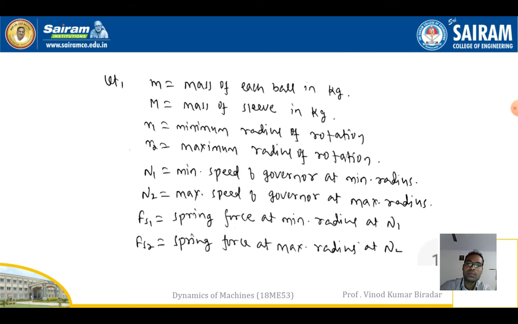Okay, now let me explain the quantities we are going to use in this. Let m be the mass of each ball. Here there are two m's, one small m and one capital M. Small m is the mass of each ball, capital M is the mass of the sleeve in kg. r1 is the minimum radius of rotation and r2 is the maximum radius of rotation. n1 is the minimum speed of the governor at minimum radius, n2 is the maximum speed of the governor at maximum radius. fs1 is the spring force at minimum radius at speed n1, fs2 is the spring force at maximum radius at n2. Okay, so these are the terms we are going to use.